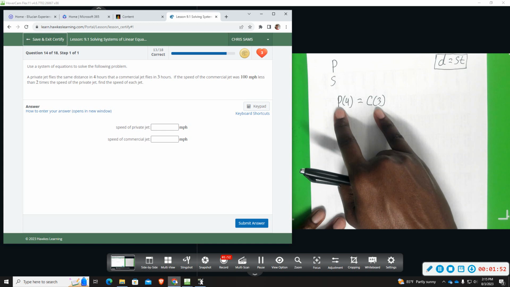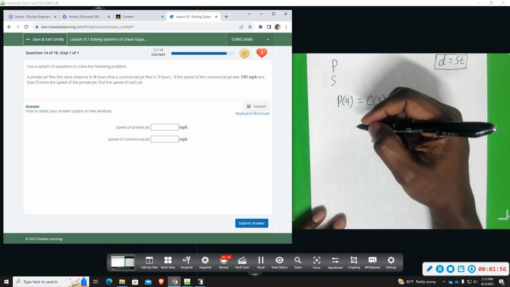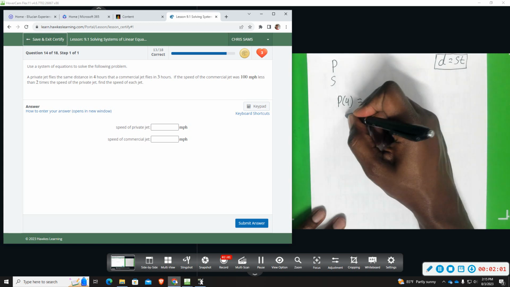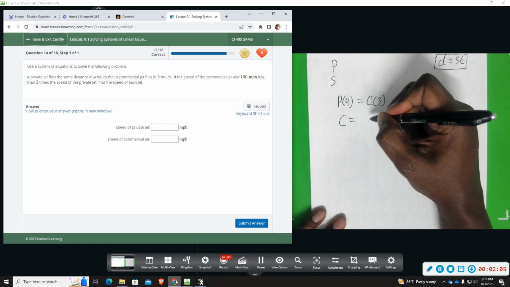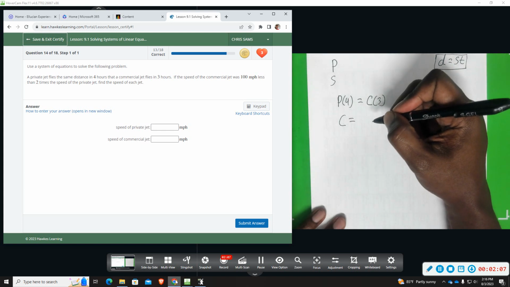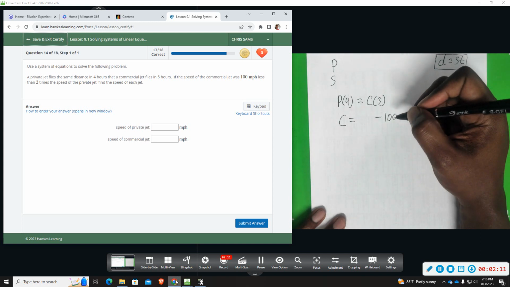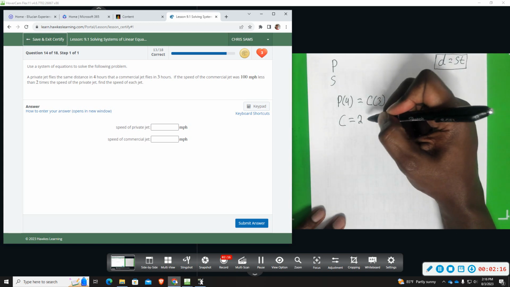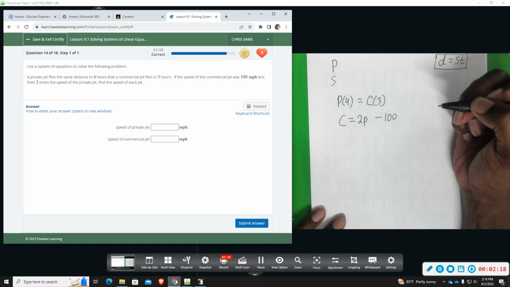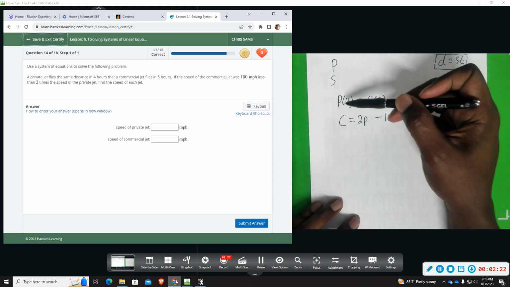If the speed of the commercial jet, so C, the commercial jet, the speed of the commercial jet, that's what C represents, was 100 miles less, so I'm subtracting 100, less than 2 times the speed of the private jet, so 2 times the private jet speed. Find the speed of each jet. Okay, so I have two equations.